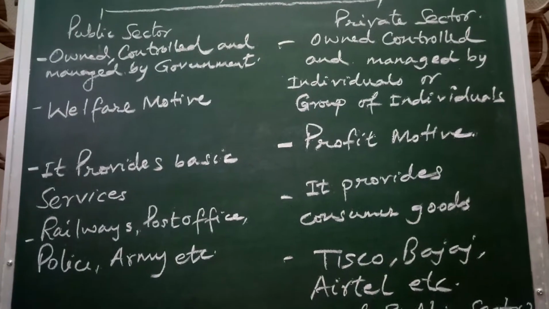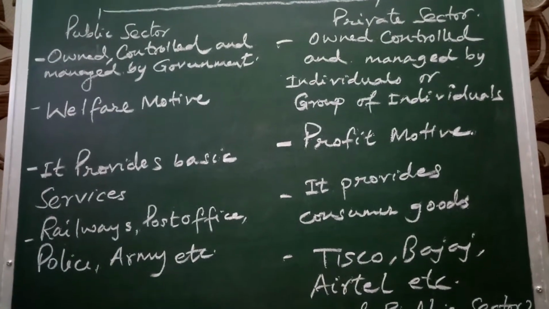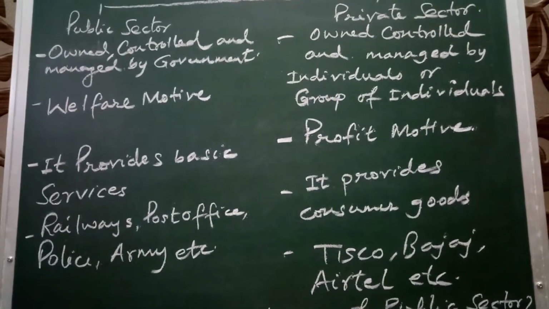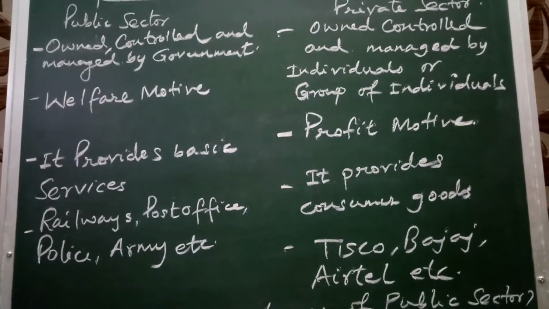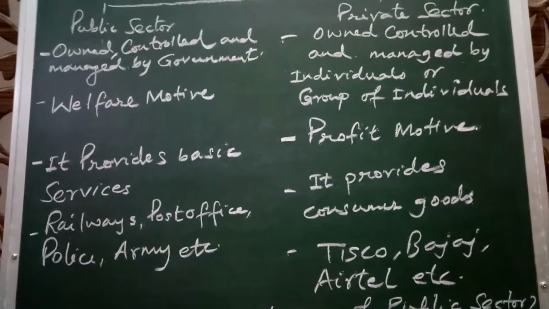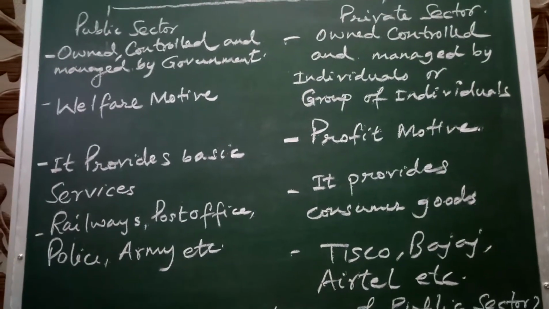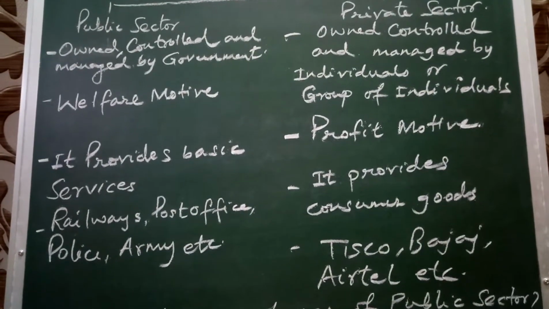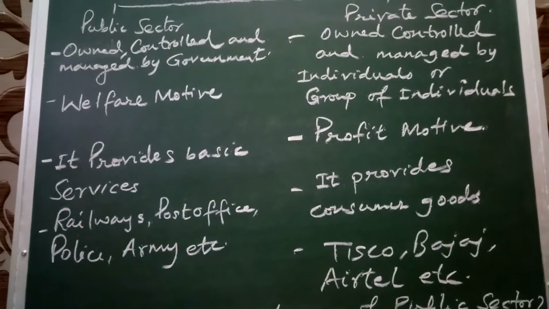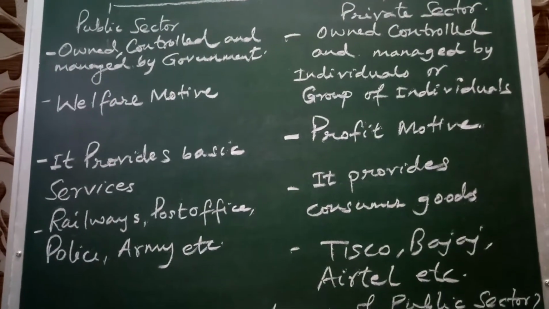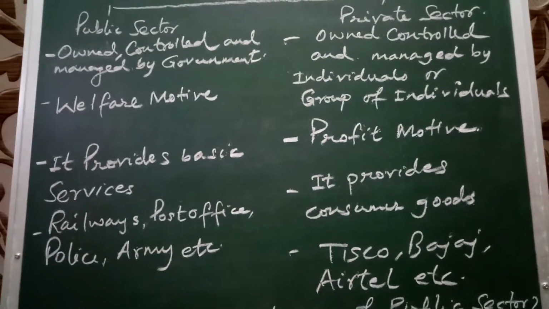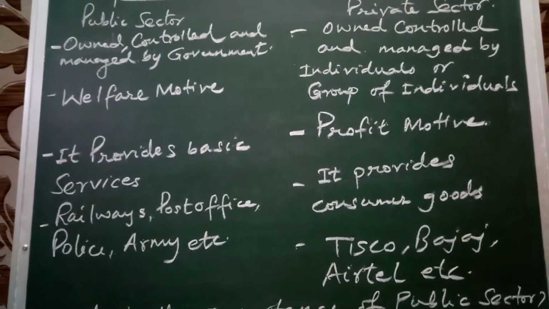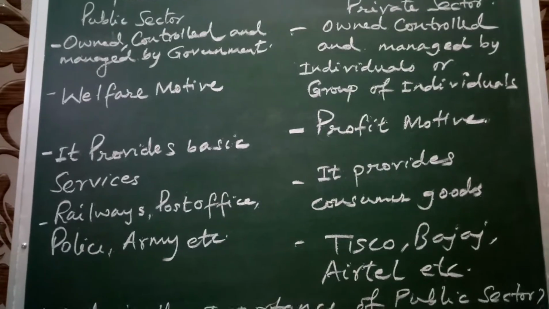Public sector provides basic services to the people such as the services of health, education, communication, etc. Whereas private sector provides basically consumer goods to the people. Some of the examples of public sector are railways, post office, police, army, etc. Whereas the examples of private sector are the Tisco, Bajaj, Airtel, etc.